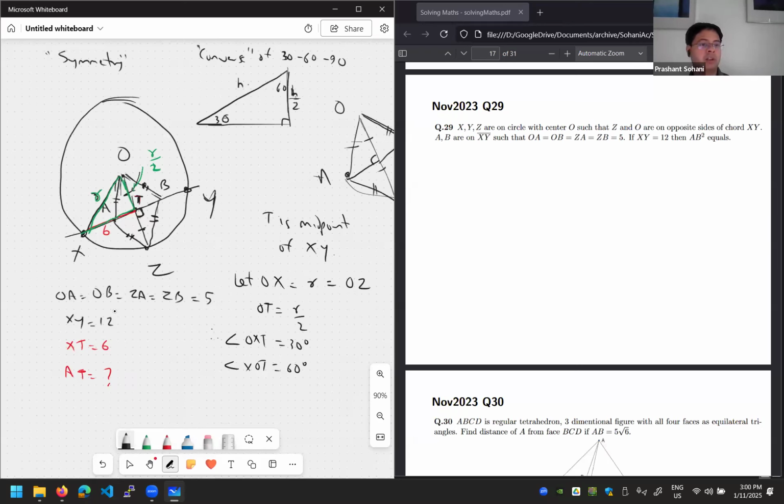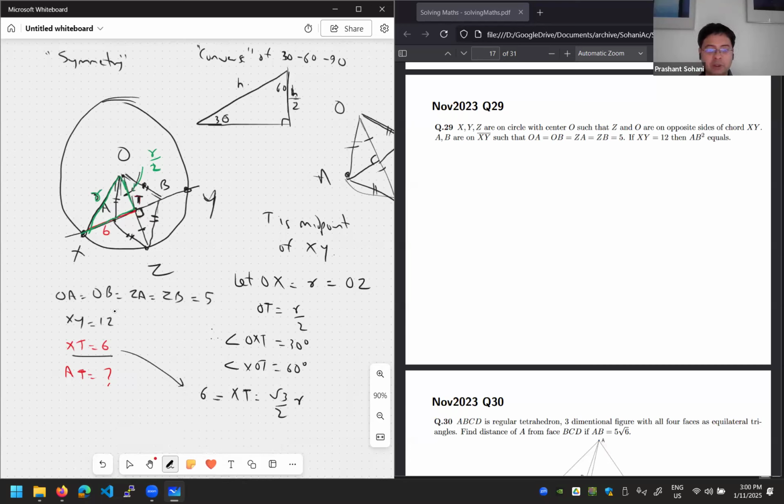So what will that allow us to do? We know the length of XT; XT is given as 6. If OX is r, XT will be root 3 by 2 times r, root 3 by 2 times the hypotenuse, which is r, and that is equal to 6, the given information. So we are able to find the value of r. By the way, even if you did not realize the 30, 60, 90 property, simply by Pythagoras theorem you can do the same thing: OX square minus OT square will also give XT square.